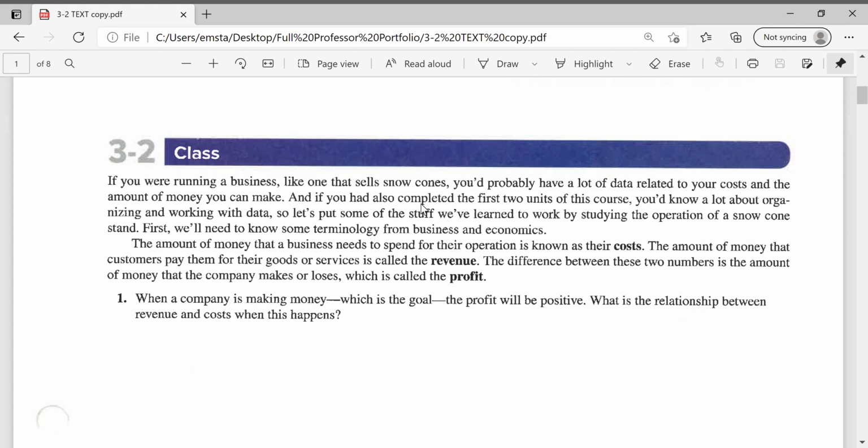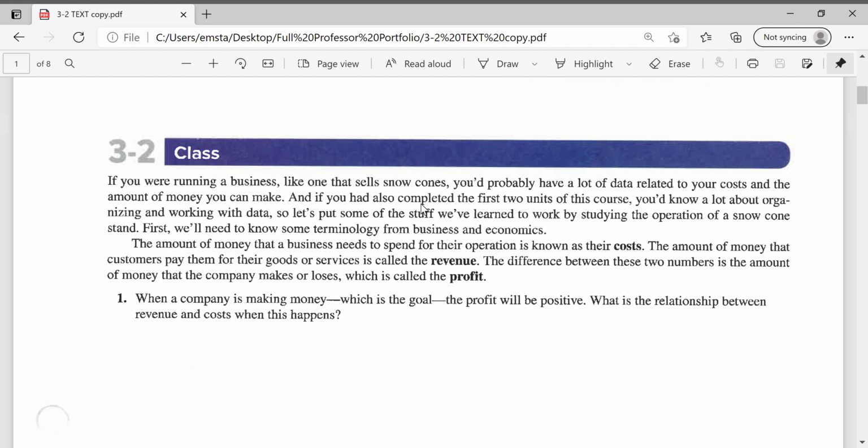If you were running a business like the one that sells snow cones, you'd probably have a lot of data related to your costs and the amount of money you can make. And if you had also completed the first 2 units of this course, you'd know a lot about organizing and working with data. So let's put some of this stuff together about a snow cone stand.